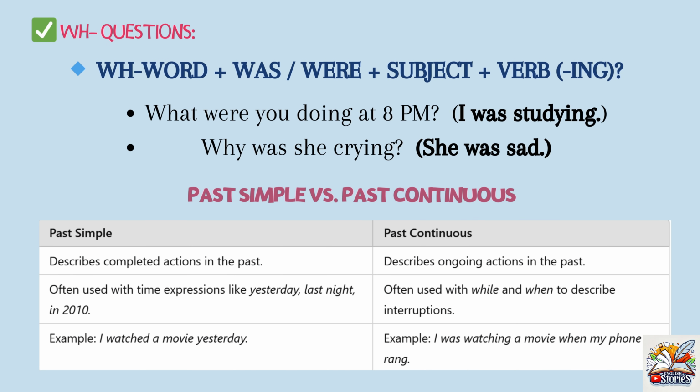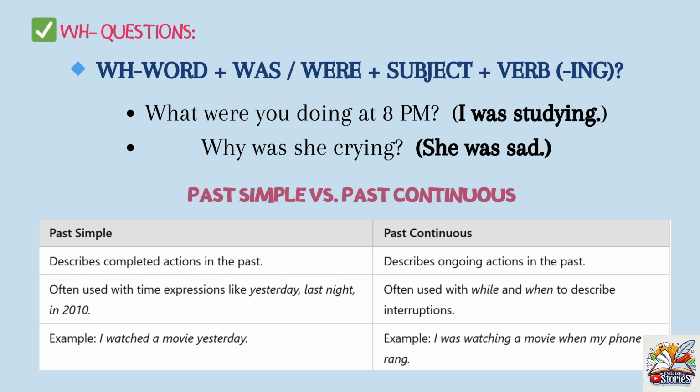What questions. To ask for more information, we start with a wh-word: what, where, why, who, etc., followed by was or were, then the subject, and finally the verb with ing. Wh-word plus was or were plus subject plus verb-ing. Examples: What were you doing at 8 p.m.? I was studying. Why was she crying? She was sad.